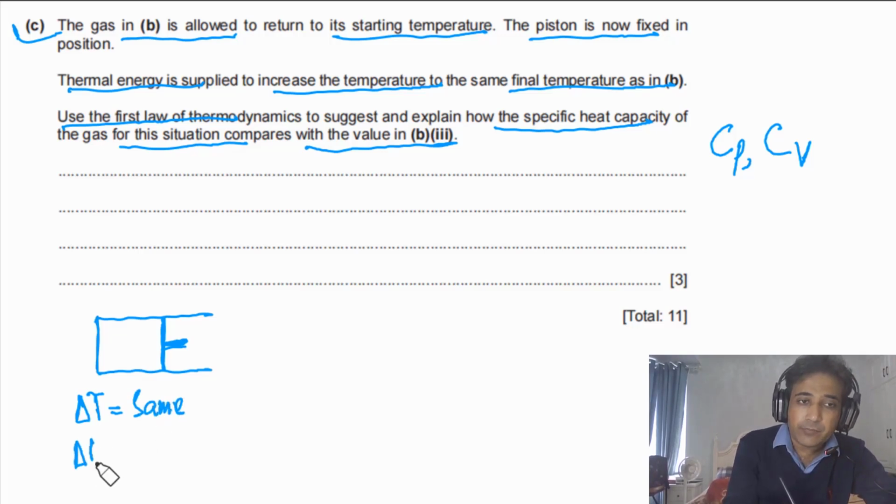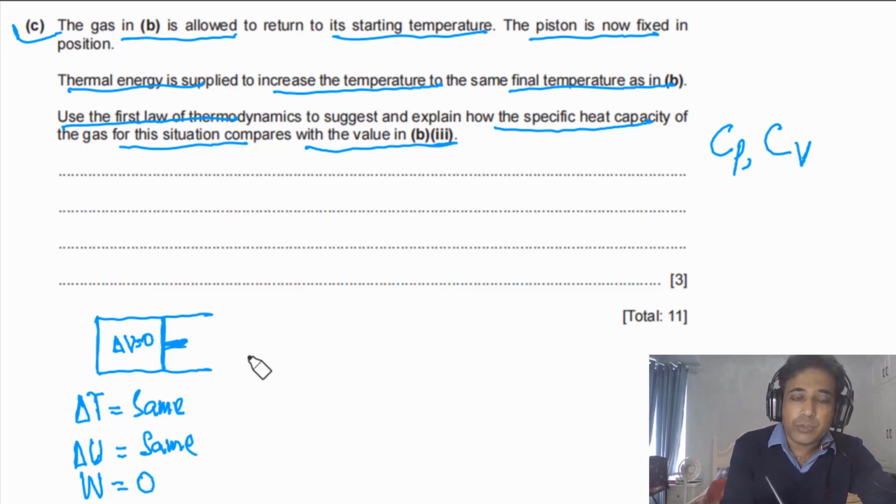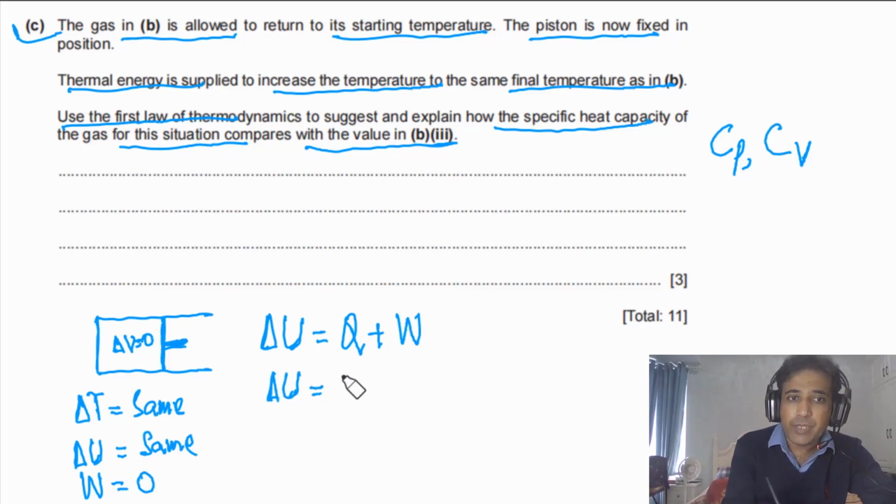If delta T is the same for an ideal gas, delta U is also the same. As in this case there is no change in volume, delta V is equal to 0. So it means that work done is equal to 0. So we can use the first law of thermodynamics now. Simply we can say delta U has to be equal to Q plus W. So in this case delta U has to be equal to Q because work done is equal to 0.